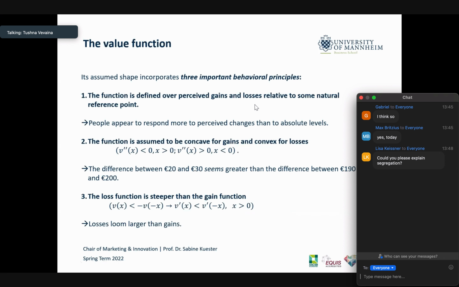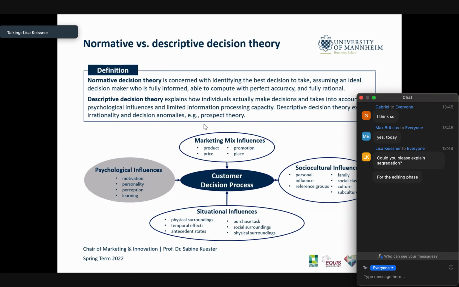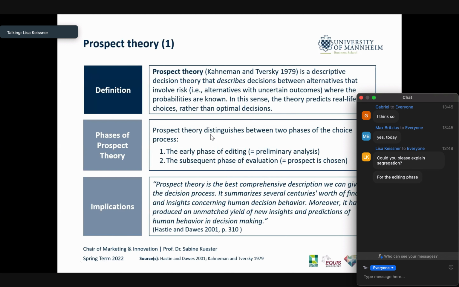Someone's typed something in the chat. Could you please explain segregation? Sorry, I don't understand your question, Lisa. Maybe you can unmute and speak out. For the editing phase. No, I don't understand. I would request you to maybe unmute and speak about what you're talking about. Okay, so in the lecture, we had this editing phase, and there were like three things you could do. It was coding, combination, and segregation. And I didn't understand segregation. Could you maybe explain this one?